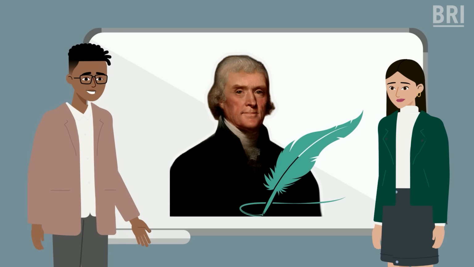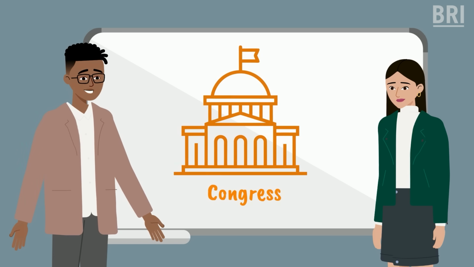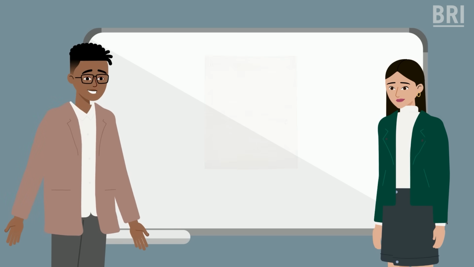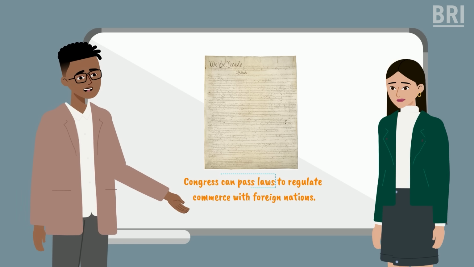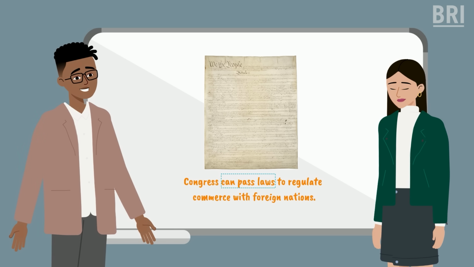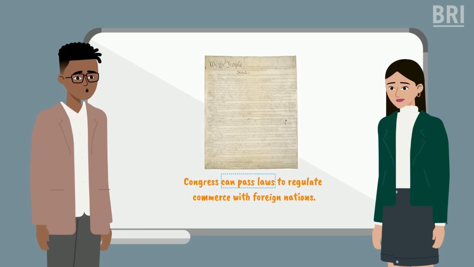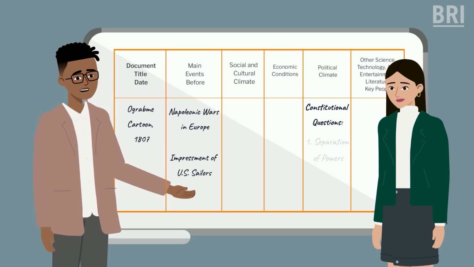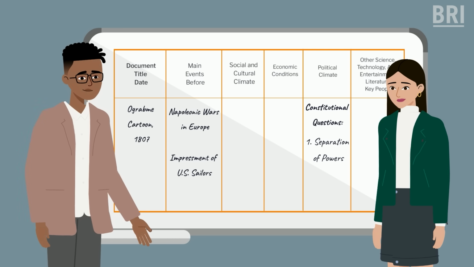A president can sign a law, but Congress, the legislative branch, has to pass it first. The Constitution gives Congress the authority to pass laws which regulate commerce with foreign nations, and that's exactly what the Embargo Act, which Jefferson favored, was looking to do. We can write constitutional questions and a number 1 with separation of powers.